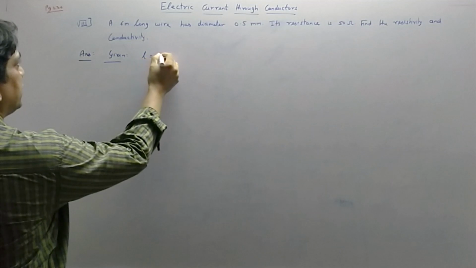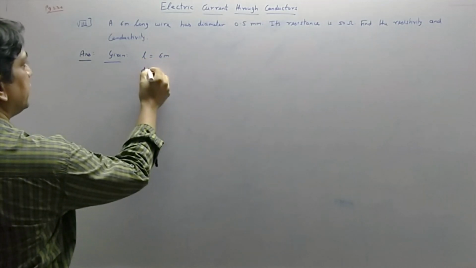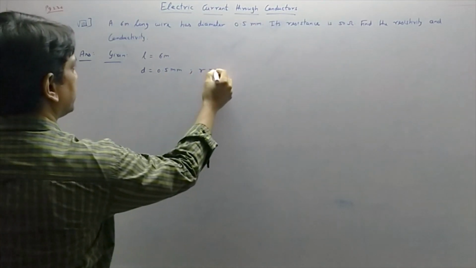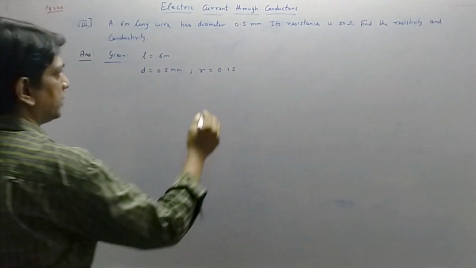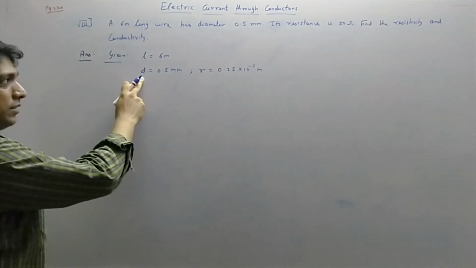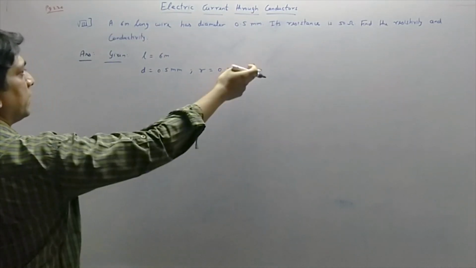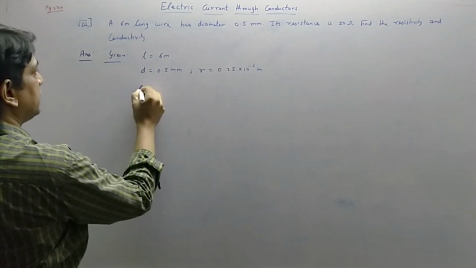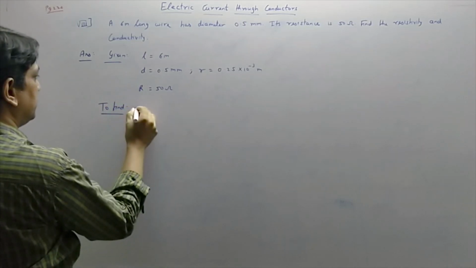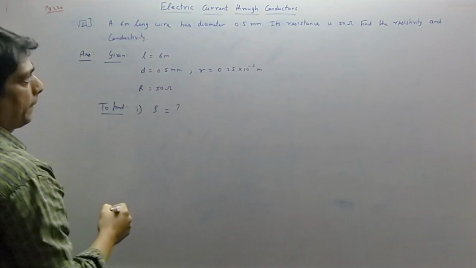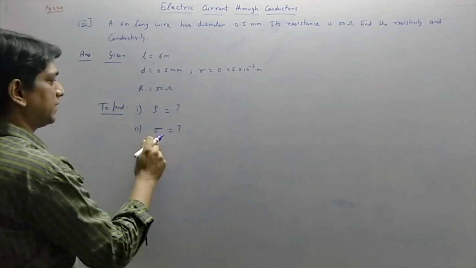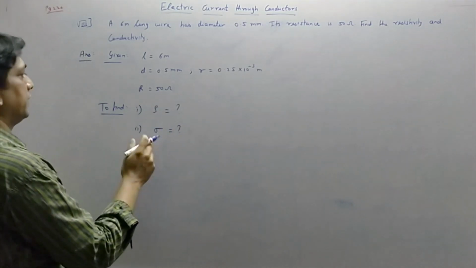the length of the wire is 6 meter and the diameter is given as 0.5 mm. So the radius, from here we can calculate, is 0.25 mm. We can convert millimeter into meter, 10 raised to minus 3 meter. Diameter divided by 2 is the radius, so we write 0.25 into 10 raised to minus 3 meter. The resistance is 50 ohms, and then you have to calculate the resistivity rho of this material, and second, its conductivity sigma, which is 1 upon rho.